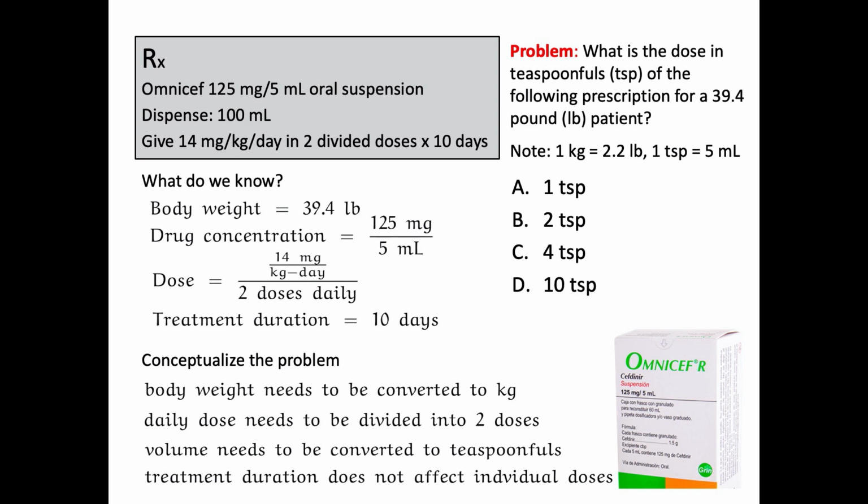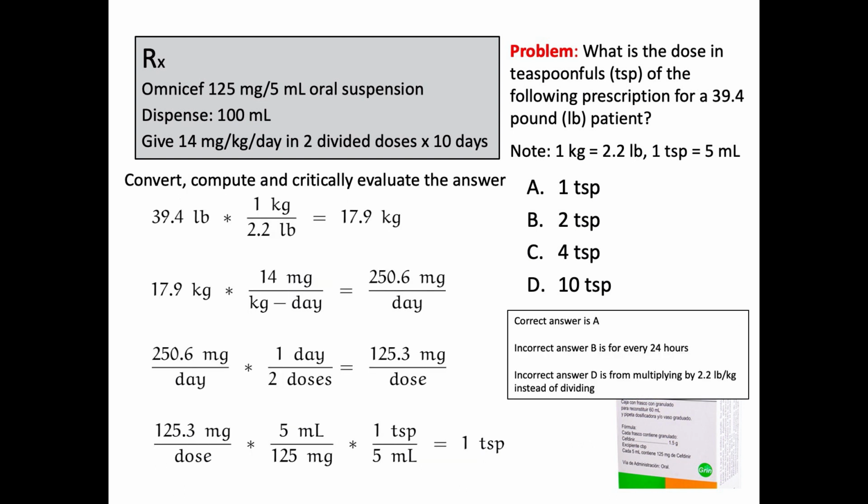So now that we've come up with a plan of attack, we can work to numerically solve this problem. Let's complete each step one at a time. Our first step was to convert the patient's body weight from pounds to kilograms. So we'll take 39.4 pounds times 1 kilogram over 2.2 pounds, so that the units of pounds cancel. That means the patient has a body weight of 17.9 kilograms.